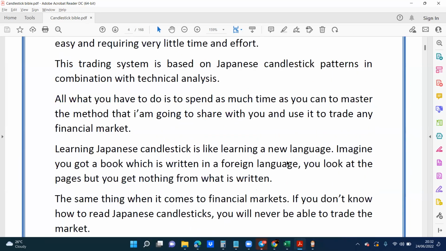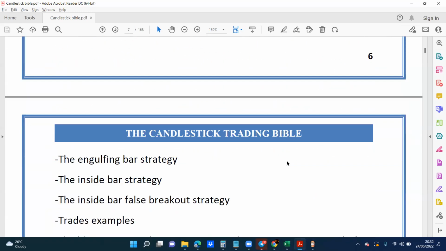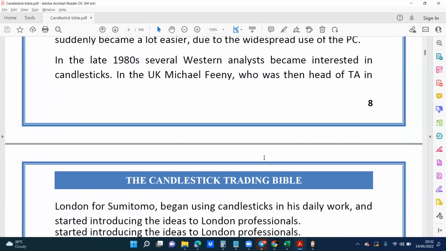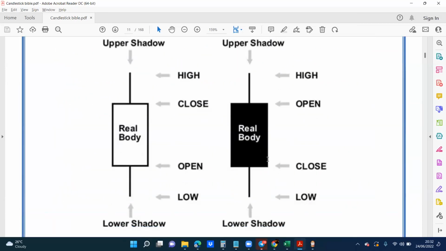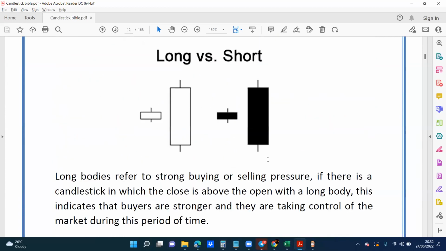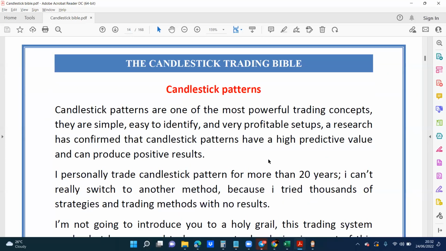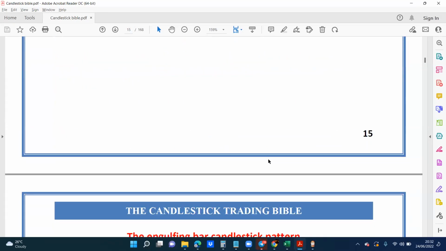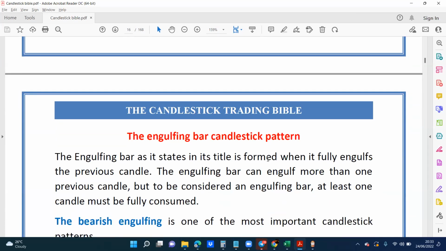It will help you understand as we delve deeper into how to read the charts and how to interpret them, right? So we're going all the way to page 15, and then we'll start from there. The very first candlestick pattern we'll be looking at is what we call the engulfing bar, or the engulfing candlestick, right?